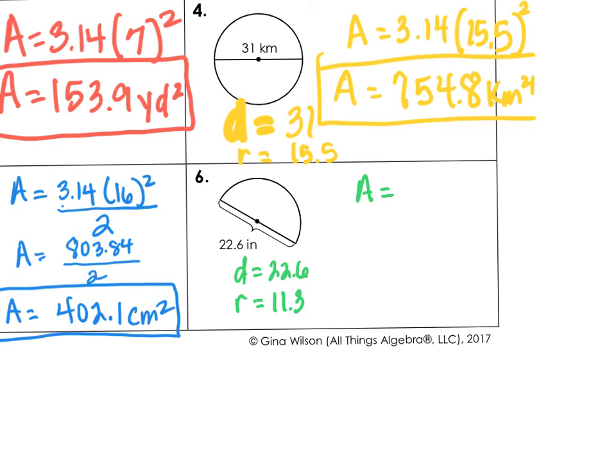I'm going to erase that and move it over just a little bit because I don't feel like I gave myself enough room. You ever been there? So area equals 3.14 times 11.3 squared. But, ooh, stop. I know, you guys are singing for me. Thank you. It's not a full circle, it's a half circle, so we're dividing by 2.